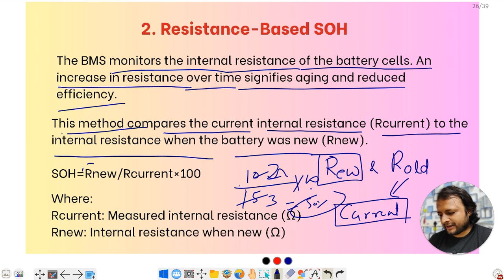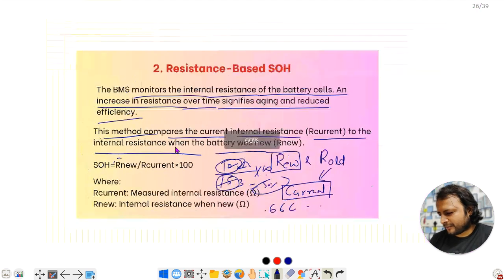so we will get around 50% of SOC, right? 2 by 3, around 60%, 0.6666 something, around 66% of SOC currently we have. You got it or not? Suppose the resistance of the new one was 20 and after using it is 15. Okay, let's make it more clear.